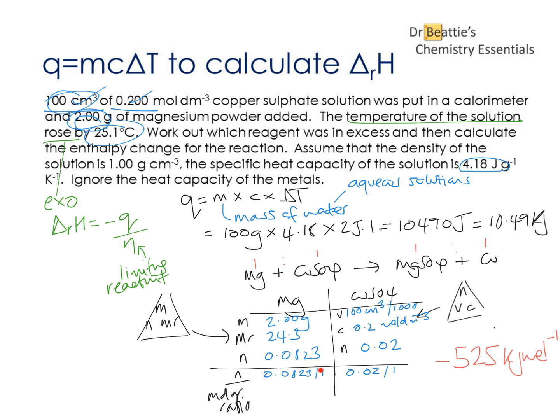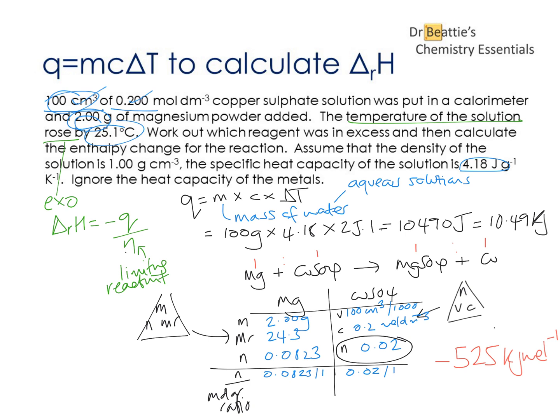So if we do this divided by 1, and the 1 coming from the molar ratio, and 0.02 divided by 1, then we obviously get the same result. And then you go, so the smaller number in this case is our copper sulfate at 0.02, so we can designate this as the limiting reactant. And so you use, at this point, the value up here for working out what n is.